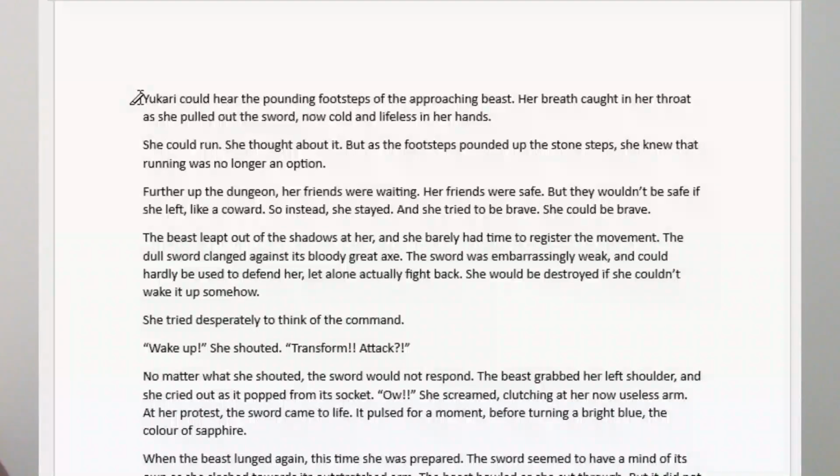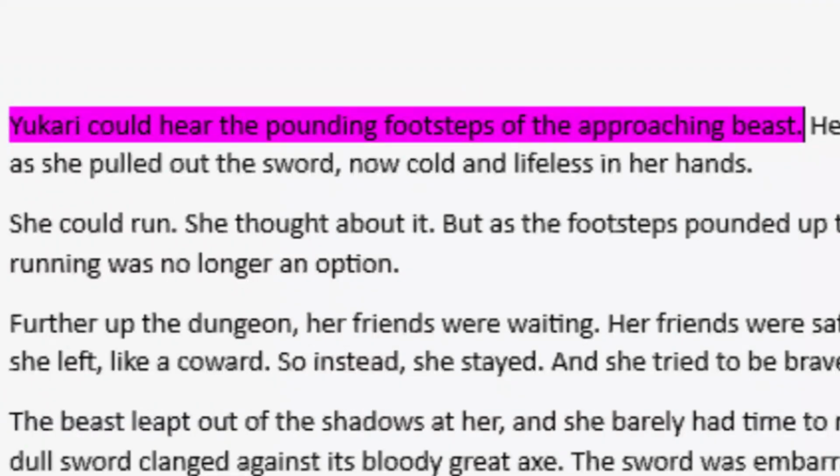In this part here, we have "Yukari could hear the pounding footsteps of the approaching beast." That shows Yukari's hearing, and it shows how she's responding to hearing the beast coming up the stairs.